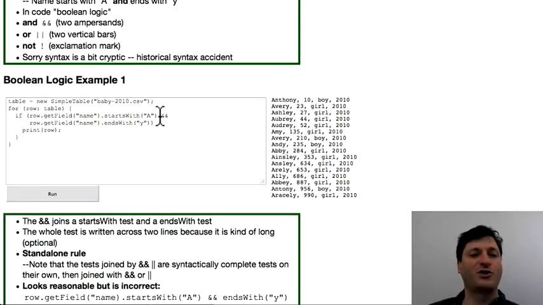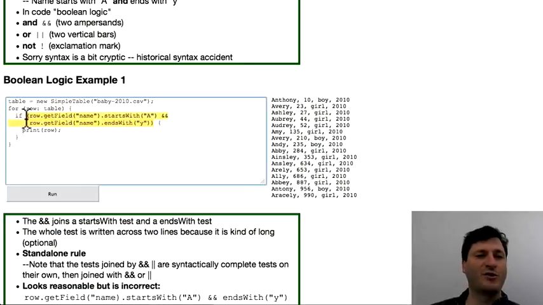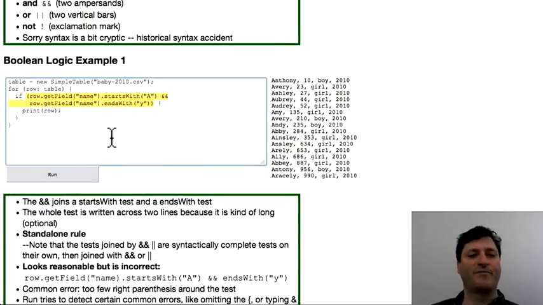Syntactically, like I said, it has two tests, each of which is complete. They're joined with and or, as we'll see in a minute. And finally, there is still one set of parentheses, a leftmost parenthesis and a rightmost parenthesis, around the entire thing. I'll do a bunch of examples like this.